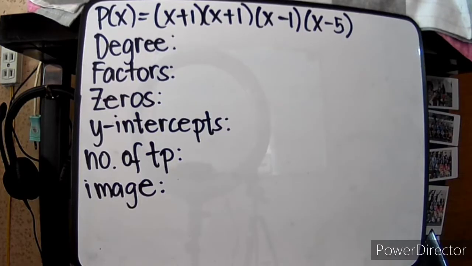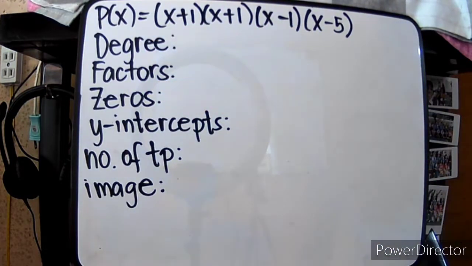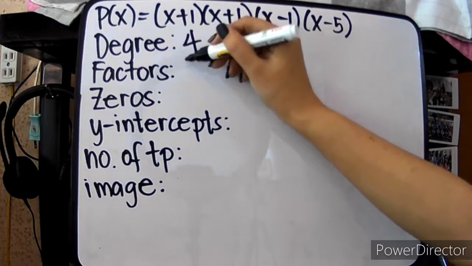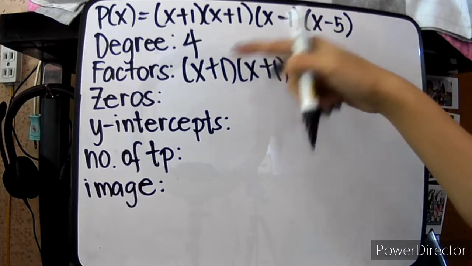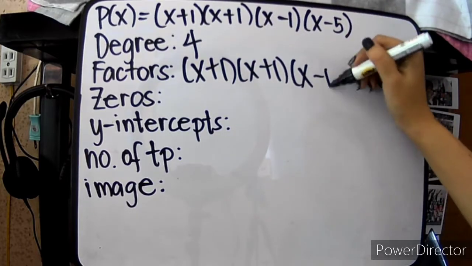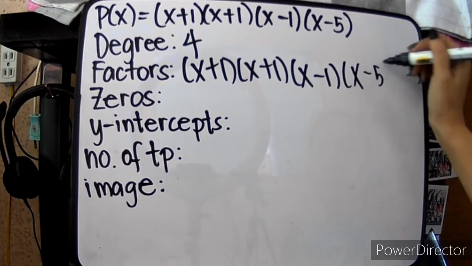Another example, but this time the given is already in factored form. Kapag naka-factored form, para malaman yung degree, bilangin nyo kung ilan yung variable x, since this is a function. So 1, 2, 3, 4. So dahil 4 yung variable natin, that would be our degree. Or para ma-sure kayo, find the product. Since it's already in factored form, we have x plus 1 squared, followed by x minus 1, and then x minus 5.